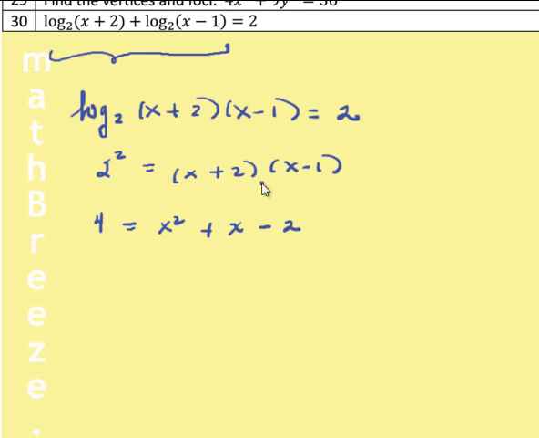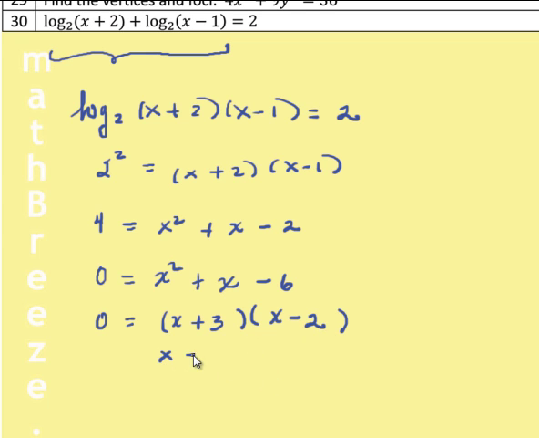Minus 2. All right, let's set it equal to 0 and factor. Subtracting 4 from both sides, we have a minus 6 here. Okay, now let's factor. This is (x plus 3)(x minus 2), and that gives us that plus x in the middle. So we have these solutions, x equals minus 3 and x equals 2.